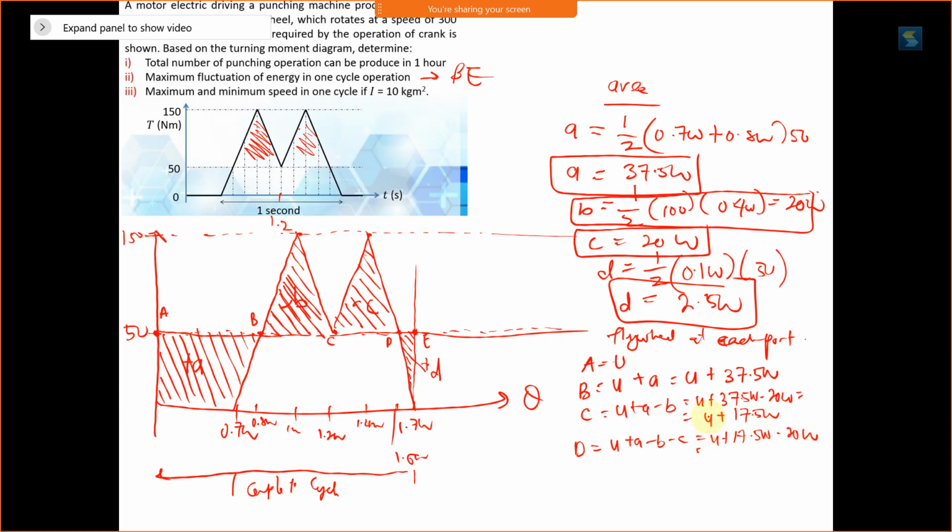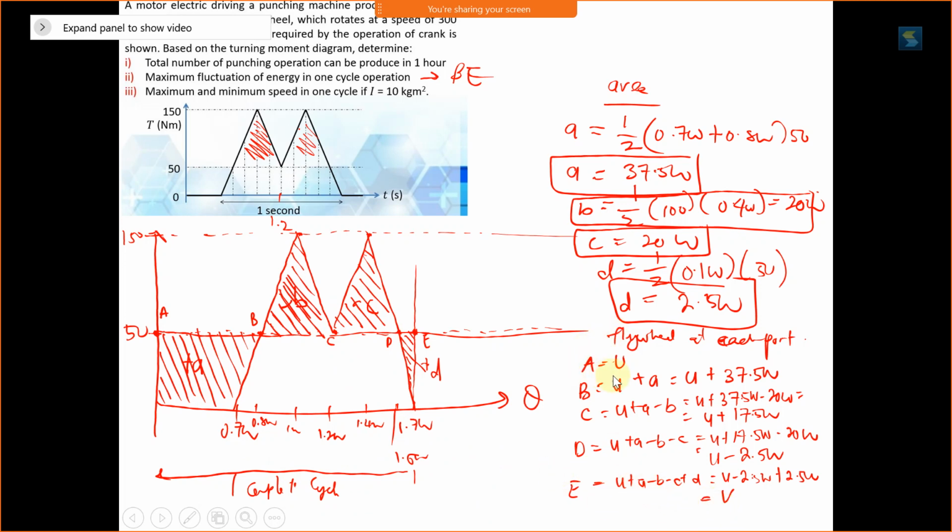So U plus 17.5 omega minus 20 omega again. So we have U minus 2.5 omega, and point E. So we have U plus A minus B minus C plus D. Then we have U minus 2.5 omega plus 2.5 omega. Then E is equal to U again. So when E equals U again, it means we have one complete cycle. It will repeat back to the original energy, the same as U.